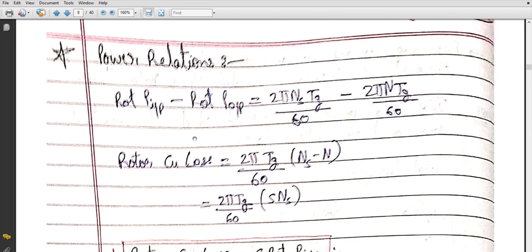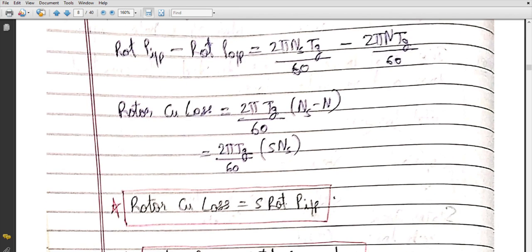So rotor power input minus rotor power output is nothing but rotor copper loss. Means whatever rotor power input is there, if we subtract rotor copper loss from it, we'll get rotor power output. So rotor power input minus rotor power output will give you rotor copper loss, and the value of the rotor copper loss will be this. And here ns minus n can be replaced by sns. So this is nothing but s times rotor power input.